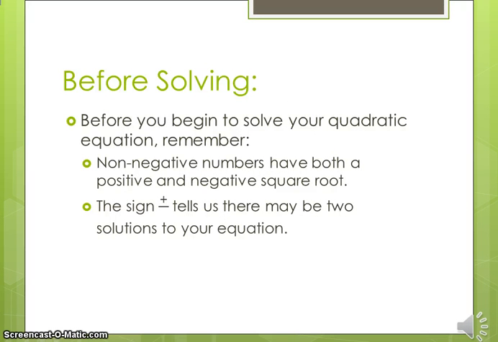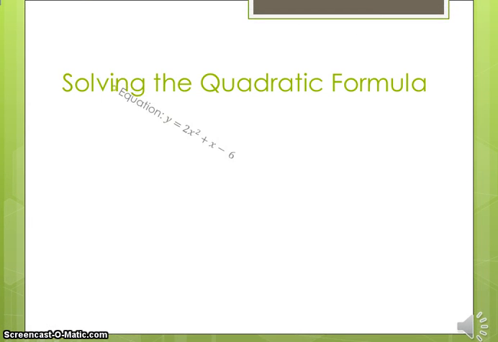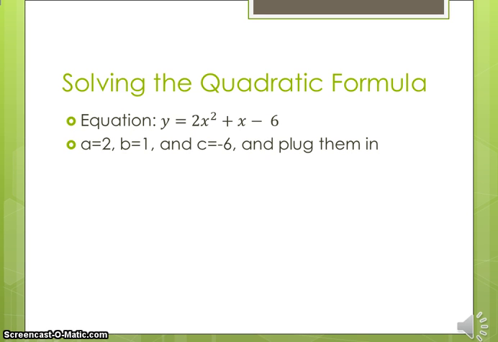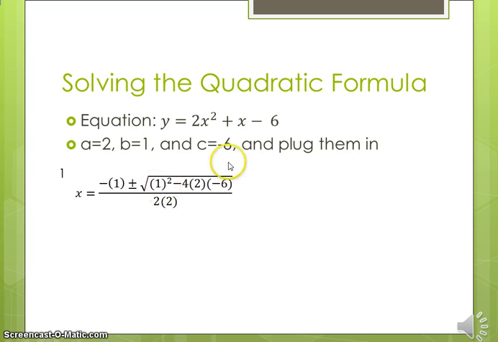Before solving, you need to remember non-negative numbers have both a positive and negative square root. The sign plus or minus tells us that there may be two solutions to your equation. Solving the quadratic formula: y equals 2x squared plus x minus 6. So a equals 2, b equals 1, and c equals negative 6. Now you plug them in. Taking the a's, you plug them into where the a's go. Taking the b's, you plug them into where the b's go. And taking the c, you plug it into where the c goes.